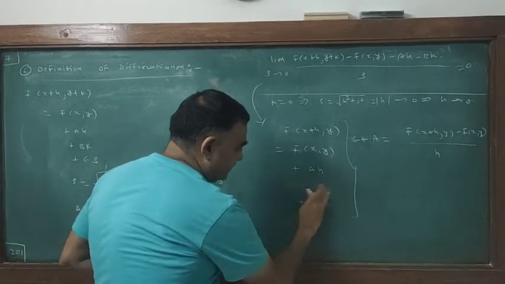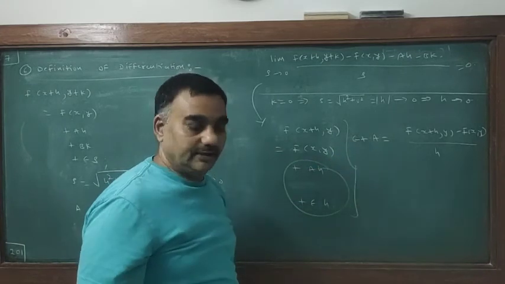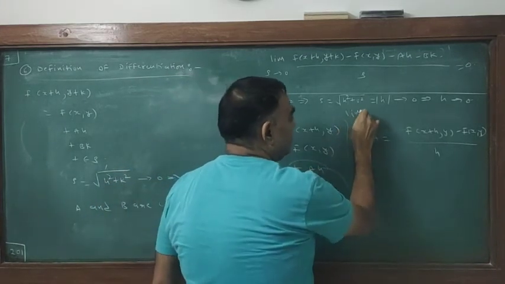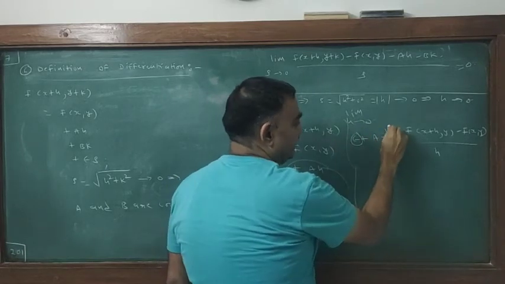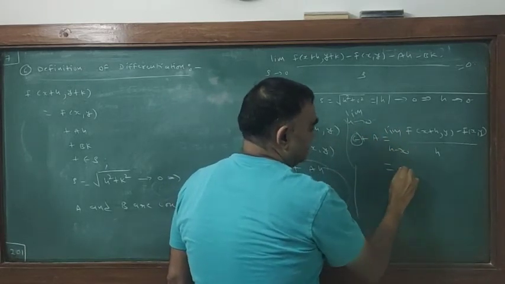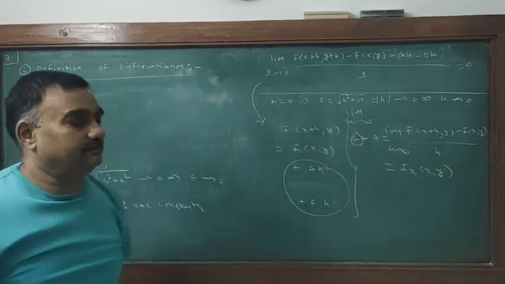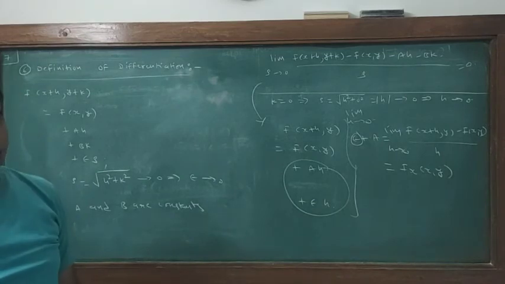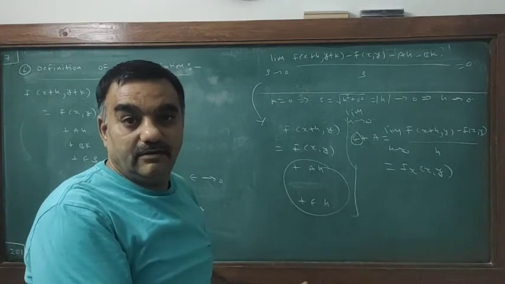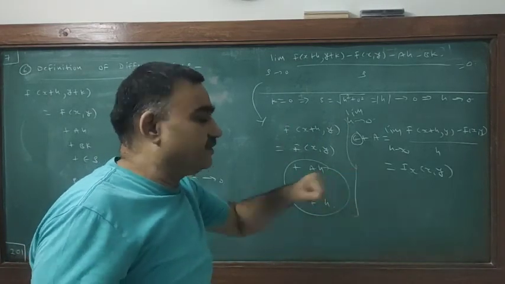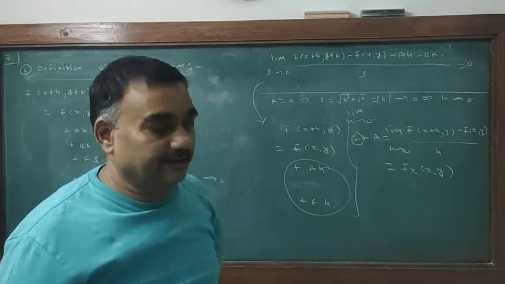We take h in common, which means a plus epsilon upon h. Now if I take limit h tends to 0, then this epsilon is 0. And if I take the limit h tends to 0, this is f of x, the partial derivative of function f at point x, y. And that is the value of a. This is the beauty of that.